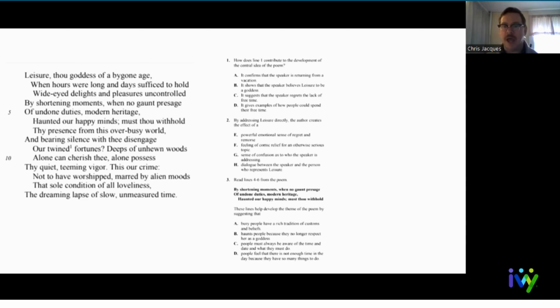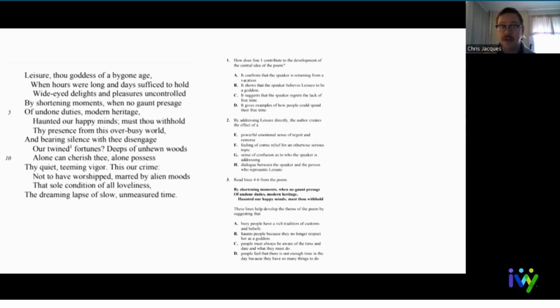All right, so looking at the very first question, it's asking us, how does line 1 contribute to the development of the central idea of the poem? Now, we want to try to come up with an answer for that ourselves. The nice thing about a poem is it usually has a title. And in this case, the title is Leisure. Well, that's very helpful because that is what the poem is about. Now, let's answer how it contributes to the development of the central idea of the poem.